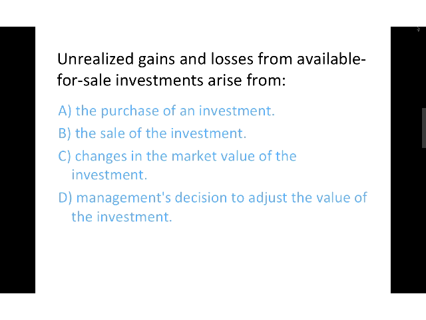There we go. Okay. So the first question, unrealized gains and losses. So this is back to what we did in the beginning today. From available for sale investments arise from what? The purchase of an investment, the sale of an investment, changes in the market value of the investment, or management's decision to adjust the value of the investment.